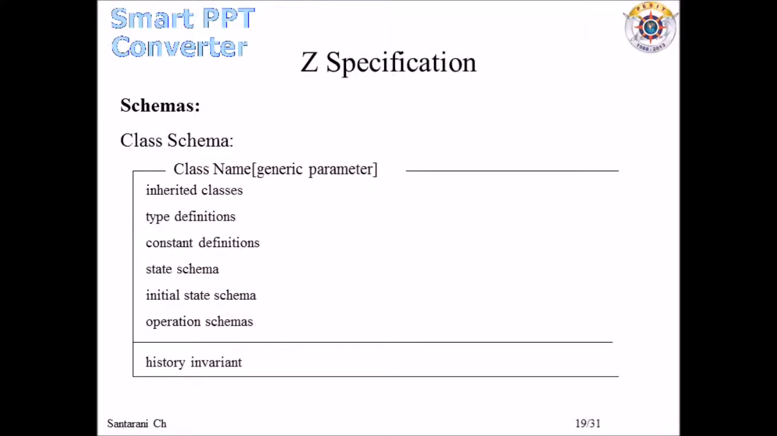Now, defining the schema. For the class schema, for example, we have the class name, generic parameter, then we have inherited classes. We will need to define the type, then the constant, then the state schema, then the initial state schema, then the operation schema, and finally the history invariant.